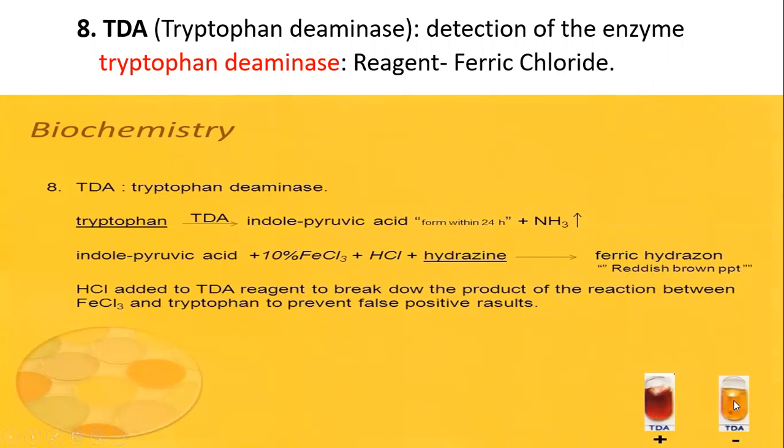Okay, so when it is yellow, it is negative. Yellow means pyruvic acid has been produced. Okay, and if it reacts with this hydrazine and this applied ferric chloride, then it will produce what? It will produce ferric hydrazone.